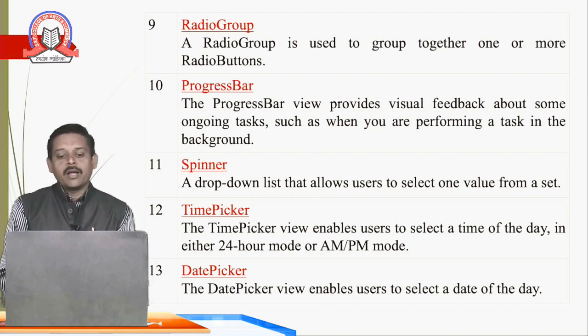Then we have a date picker. The date picker enables the user to select a date from the given menu. If we want to ask the user to enter a date, rather than entering a manual value, we can give the user a visual, like a calendar view, and from there the user can select the date. So all these are the 13 different UI controls which we have in Android Studio.